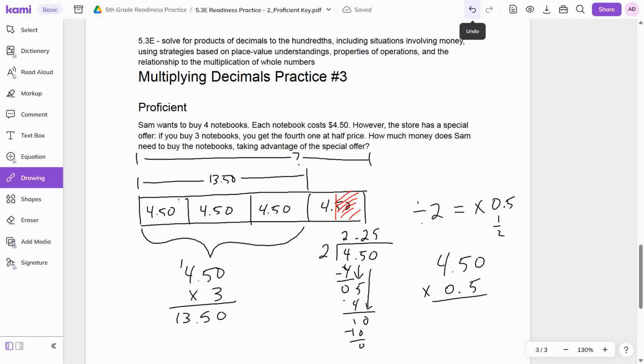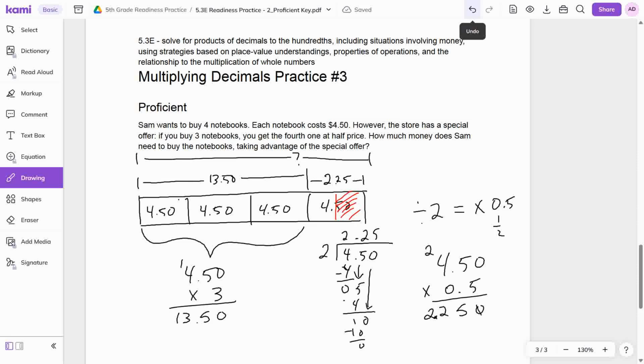0.5. Once again, we're just going to ignore the decimals. We're going to put 3 decimals in the product, but right now we're going to think of it as 450 times 5. So that's 0, that's 25, that's 20, and then 22. Okay? And so we've got that 450 times 5. Now I need 1, 2, 3 digits in the decimal. So 1, 2, 3 right there. 2.250, we don't really need that. So it's that same thing, that 2.25. So this little chunk is $2.25 because it's half off.